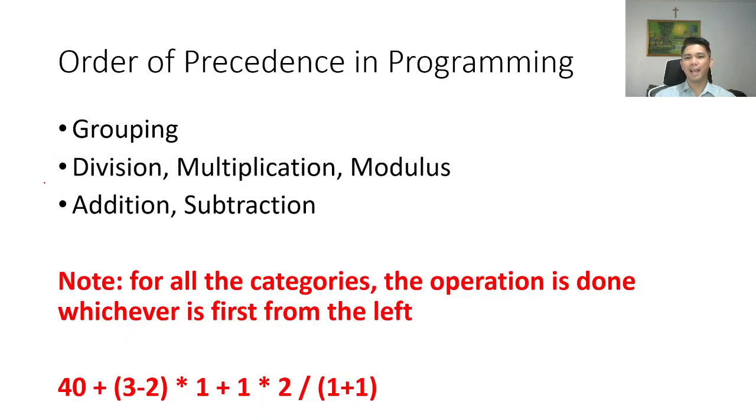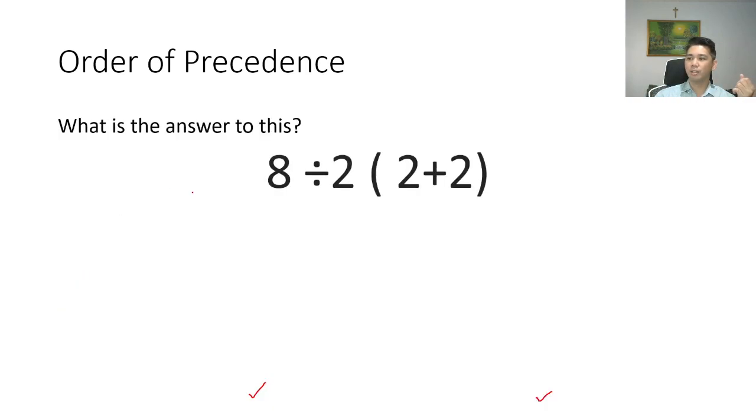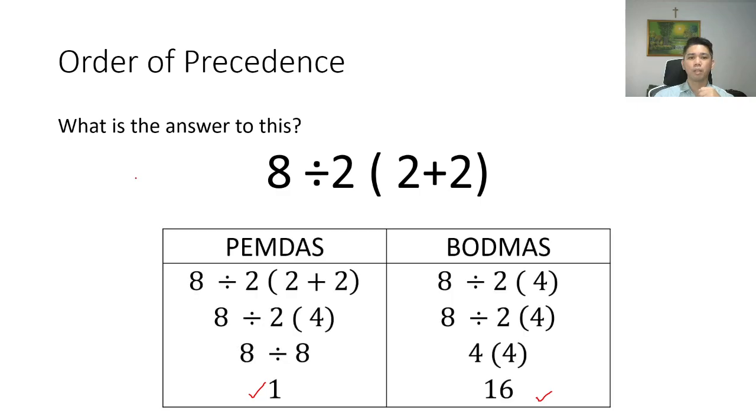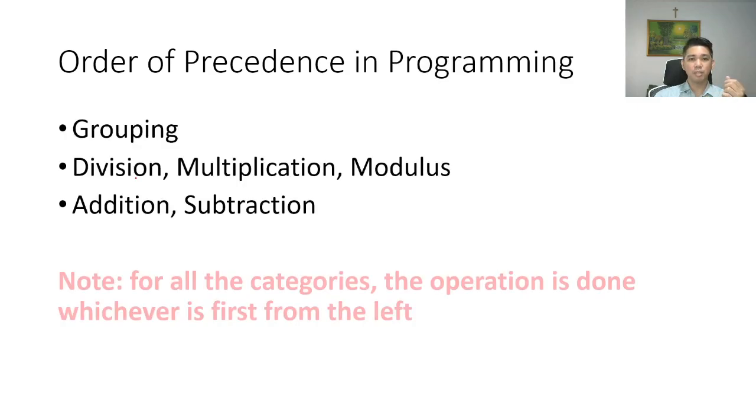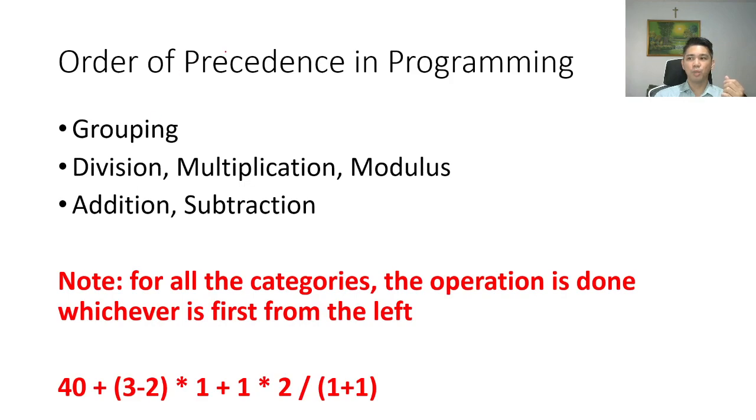By the way, you might ask, sir, how come there are different answers about the question earlier? This one. The cell phone has a different answer, the computer has a different answer, my calculator has a different answer. Again, depending on what kind of order of precedence the phone or the device is using. But for us, it must be common because we are going to use the order of precedence of Java.